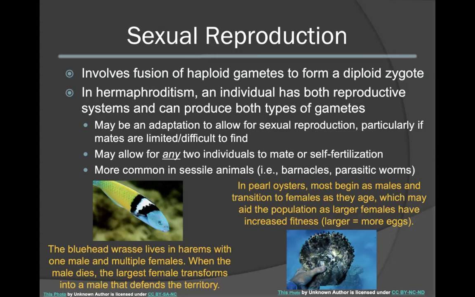This can actually aid the population as larger females have an increased fitness. In general, the rule with many invertebrates is the larger the individual, particularly the larger the female, the more eggs they could produce, thus increasing their fitness.